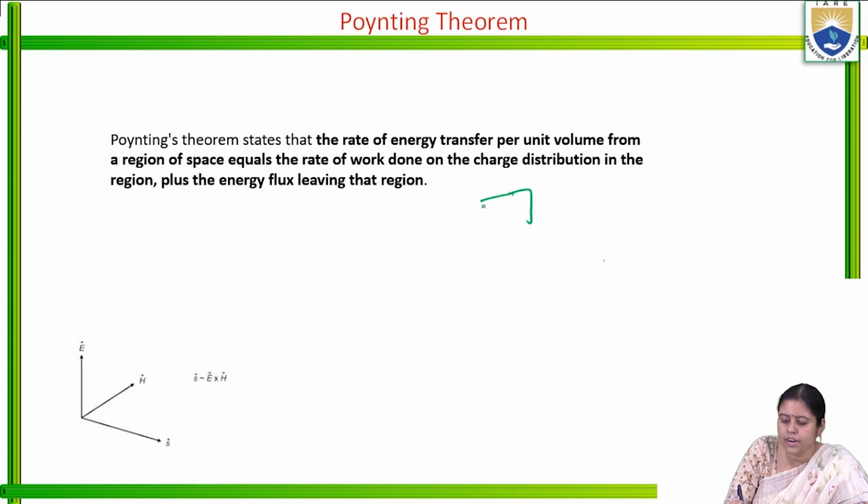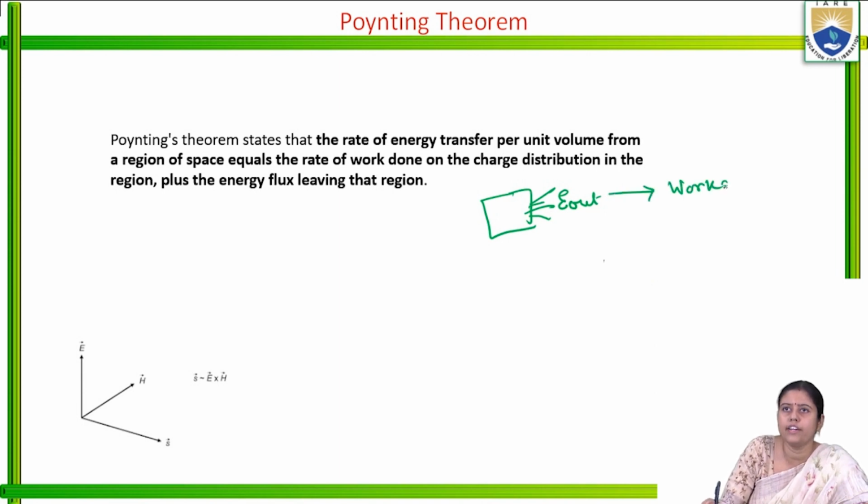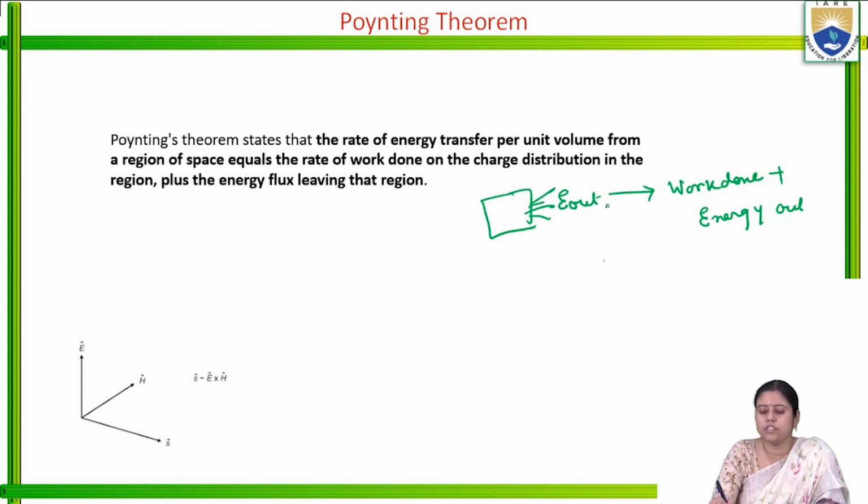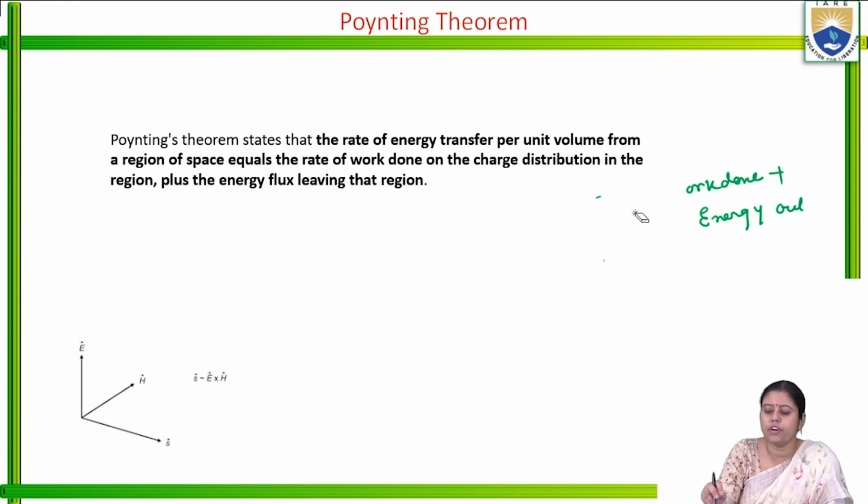Say this is one region, the energy coming out is used for two parts. One is work done, plus one is the energy going out from the other surface. So this is one surface, this is another surface, and both will be equal. And this is the Poynting theorem.